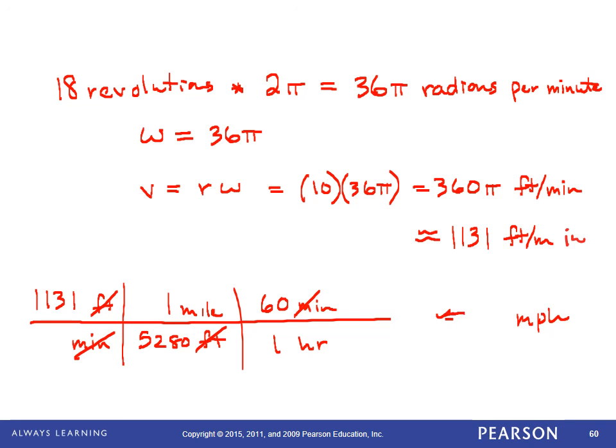And the calculator, it's going to be approximately 12.85. Not bad for a little airplane going around. It's going almost 13 miles an hour around that little post. All right, well, that concludes the lecture for 5.1.